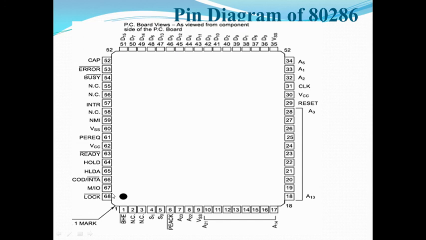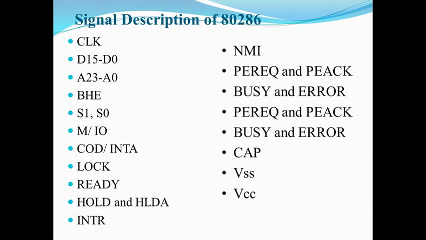And now we are moving towards the signal description of this 80286. So let us see one by one all the signals of 80286. So the first, clock. This is a system clock input on which the frequency of the processor depends. So here this is a 50% duty cycle.